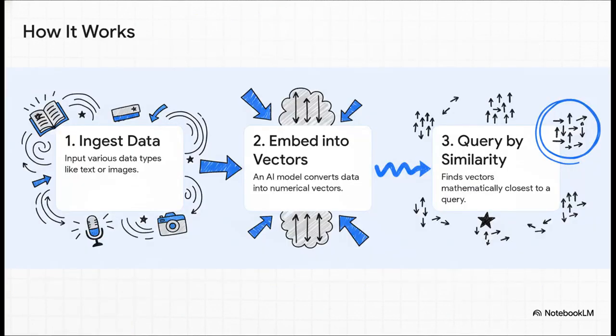And at a high level, the process is pretty straightforward. First, you feed it your data, text, images, you name it. Then an AI model embeds that data, turning it all into those numerical vectors we talked about. And finally, when you ask a question, the database doesn't scan for keywords. Nope. It looks for the vectors that are mathematically closest to your query's vector. It finds things that are like what you asked for.